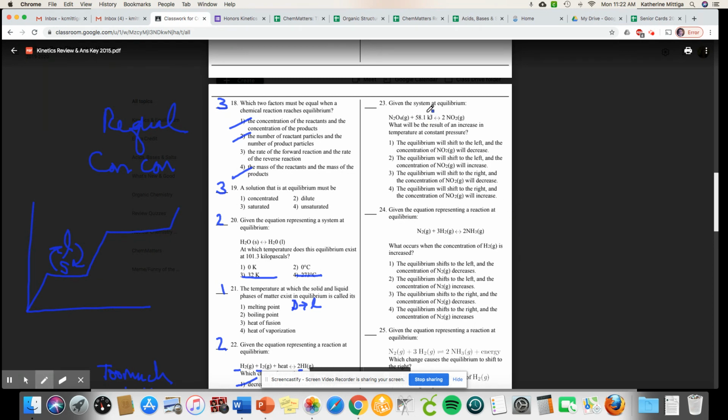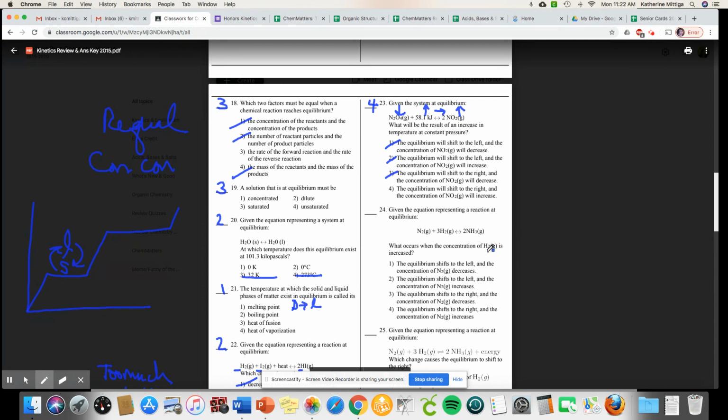So temperature is here. Too much, shift away. So we're going to shift to the right, so we're going to get rid of those. And as we shift to the right, anything that the reaction arrow points to will increase, and anything that it does not point to, it points away from, will go down. So equilibrium will shift to the right, and the concentration of NO2 will decrease? No, it will increase. Choice 4.